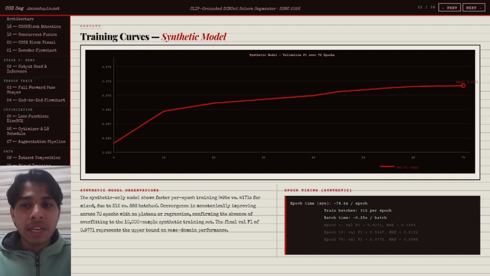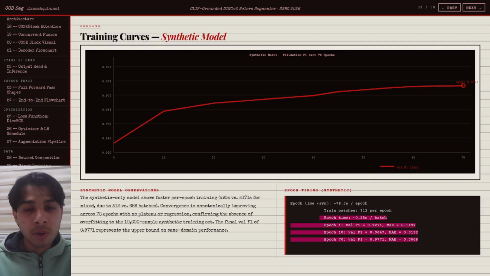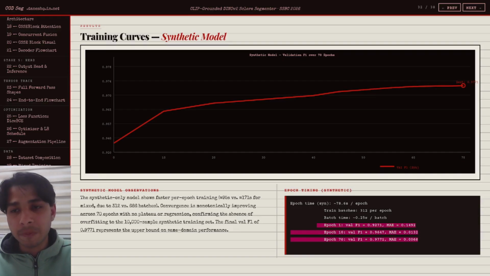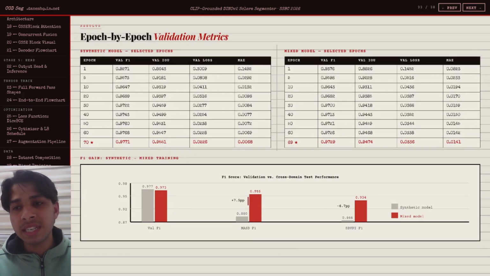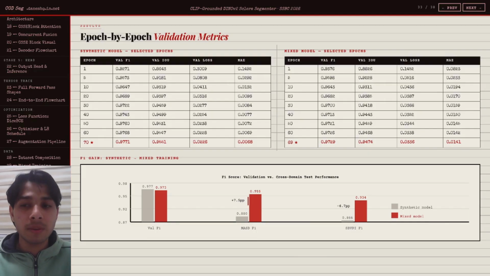These tables let you read the convergence story precisely. Both models do most of their learning in the first 20 epochs. Look at the jump from epoch 1 to epoch 20 compared to epoch 20 to epoch 70. The last 50 epochs are refinement, squeezing out the final percentage points as the learning rate falls. The bar chart at the bottom summarizes the key comparison. Mixed training is dramatically better on real-world data.